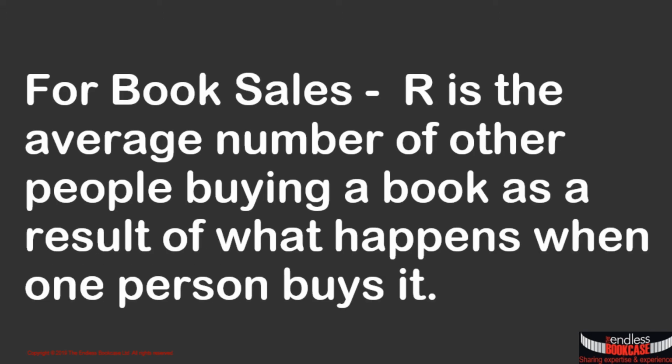For book sales, one way of interpreting what R is, is to say it's the average number of other people buying a book as a result of what happens when one person buys it. So, in other words, one person buys your book and maybe they tell lots of other people to buy it. And if they tell lots and lots of other people to buy it and all those other people do buy it, then the R value could be quite high. Whereas if nothing happens as a result of buying your book, then the R value could be very, very low.